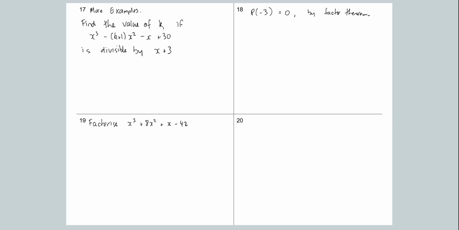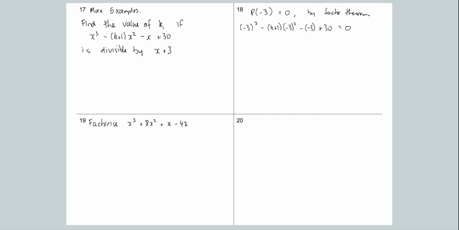So that means that minus 3 cubed minus k plus 1 times minus 3 squared minus 3 plus 30 must equal 0. Now this is good news. We've got an equation with just one unknown in it, so we should be able to solve it if it's solvable at all.